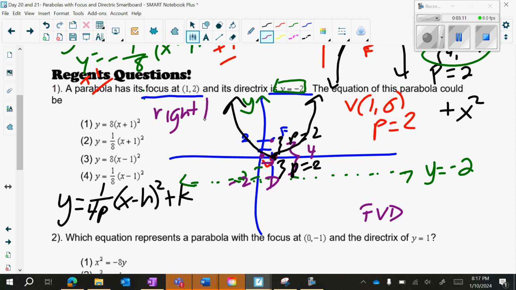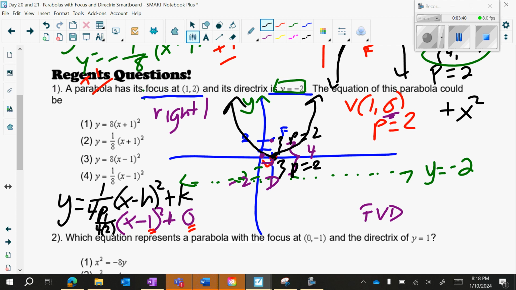Think about how you would represent that in the parentheses. It would be (x minus 1) squared, but then you wouldn't have to do anything with the k because the y-coordinate of the vertex is 0. It just moved to the right one, but nothing happened going up and down. I'm going to put a plus 0 just to show you it's (1, 0), but you don't really need the 0. Now the 1 over 4p is going to be 1 over 4 times 2.